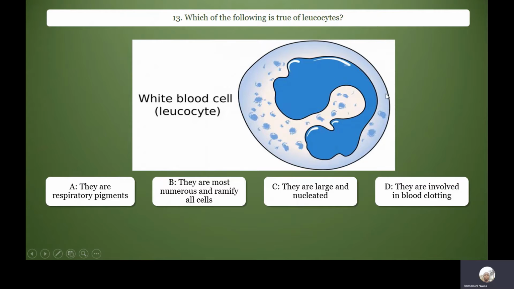There are two main types that we study here at O level: the lymphocytes and the phagocytes. When you look at phagocytes, they have this irregular shaped nucleus. So the correct option here is C.